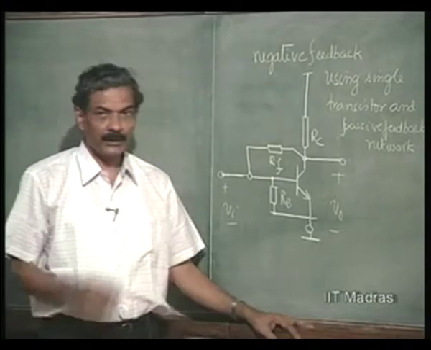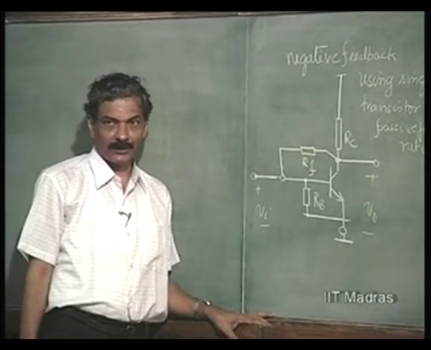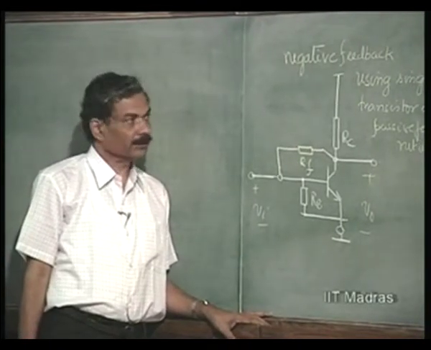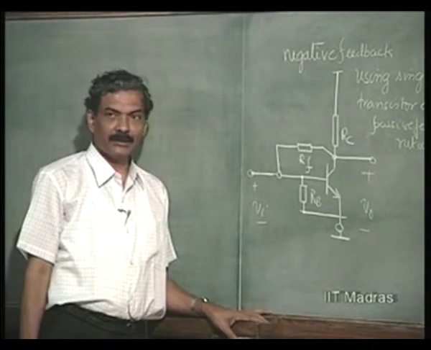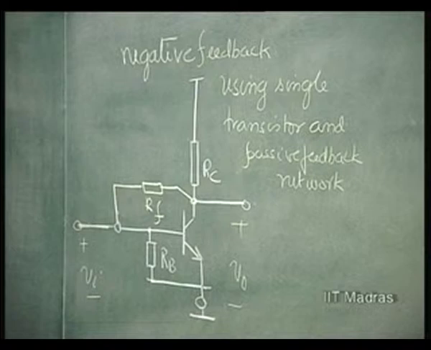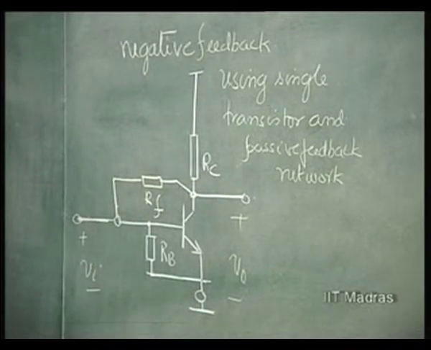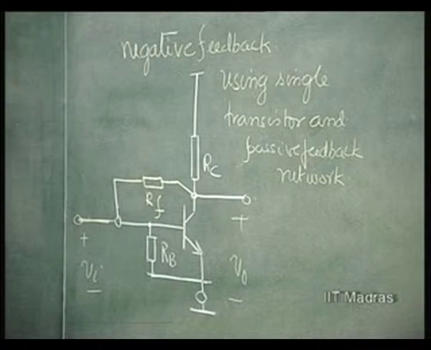Let us now consider practical negative feedback circuits using transistors. I am just, as an illustration, taking a BJT. You can as well replace it by a MOSFET. Whatever we discuss will be equally well valid for the circuit with MOSFET as well. So, negative feedback using single transistor and passive feedback network.